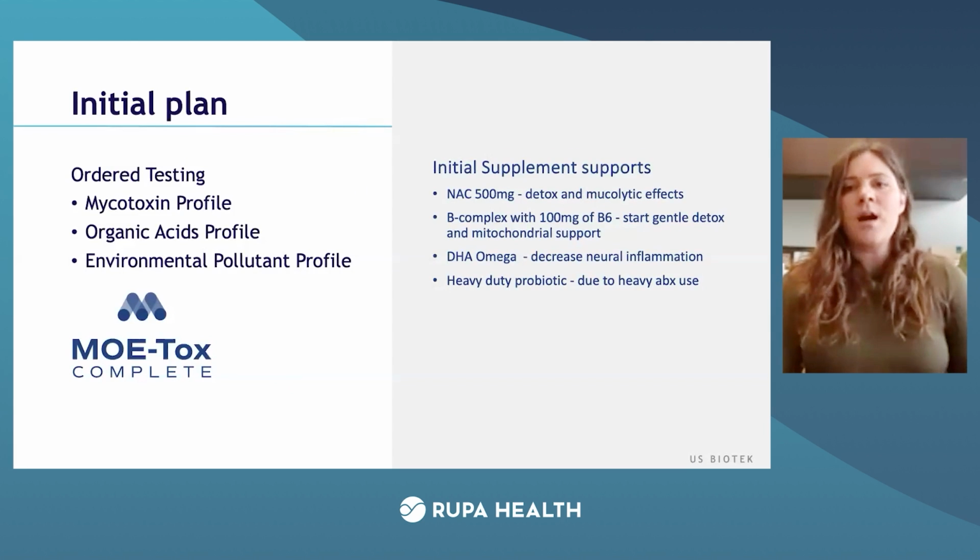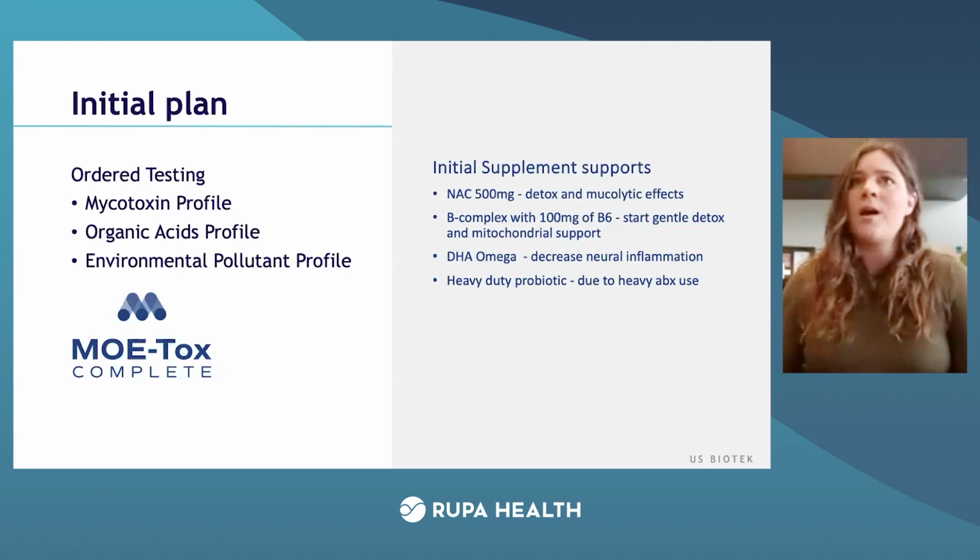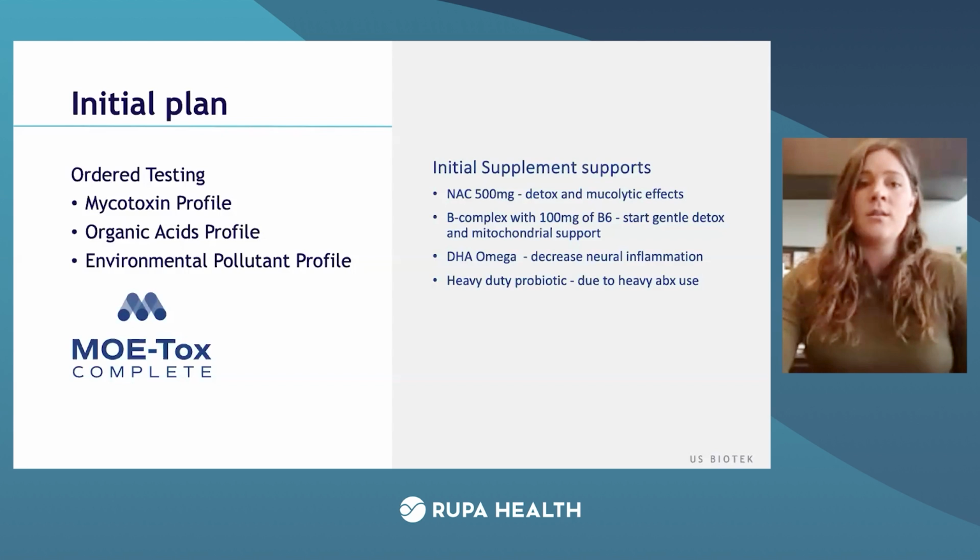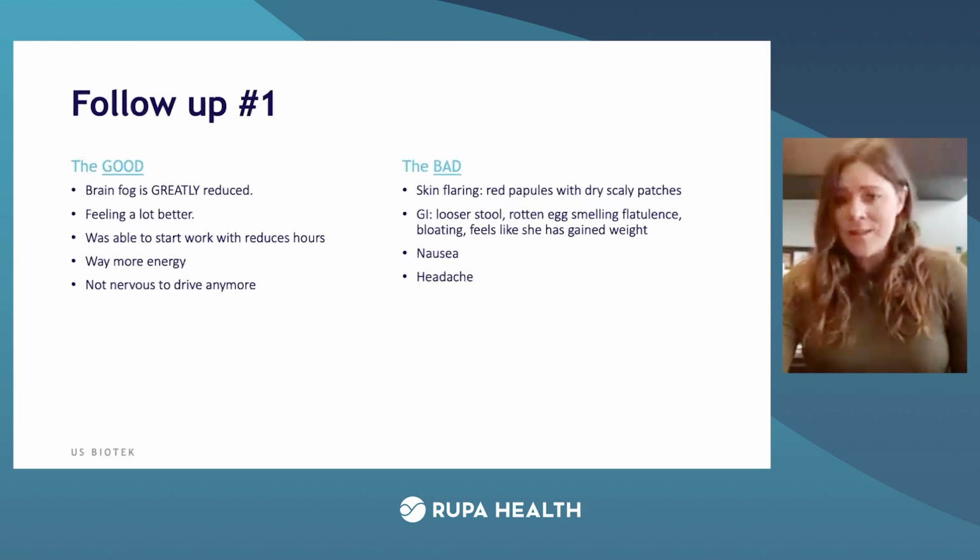So she started her right away on some detox support because she was pretty certain it was mycotoxins. So NAC, B complex. This doc loves DHA for brain inflammation, so on that right away. And then given her patient's history of being on lots of antibiotics, she put her right away on a heavy duty probiotic. And what happened was some good stuff and some bad stuff.